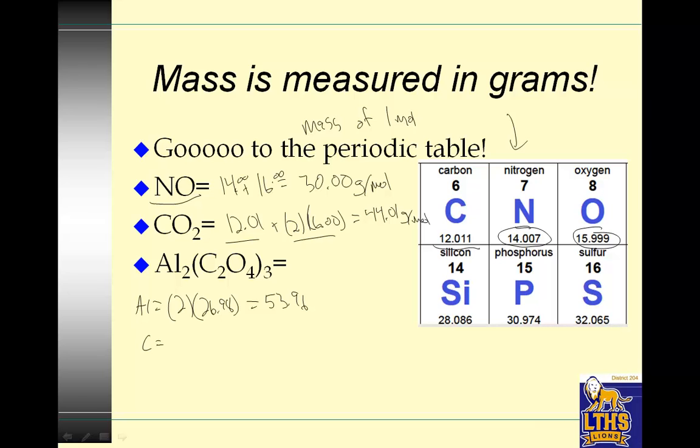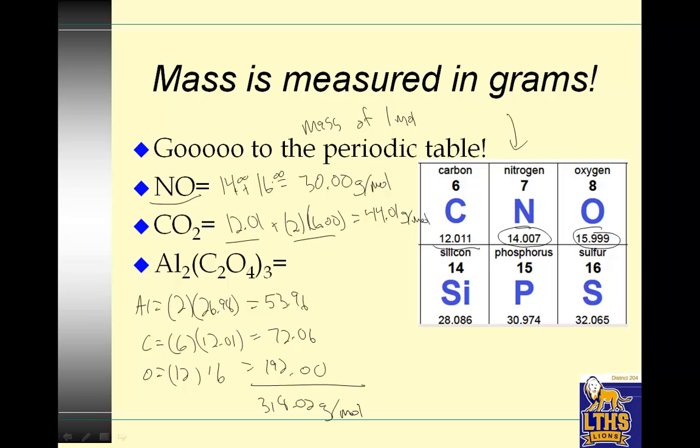Now, how many carbons do I have? I don't have 2, because I have this 3 out here. I don't have 5, because it's multiplied. So I have 6 times 12.01, which is 72.06. And then oxygen, again, I multiply it, so I have 12 times 16, 192. And then I'm going to add all those up. So 192 plus 72.06 plus 53.96 is 318.02 grams per mole. So this is a much heavier molar mass than this, okay?